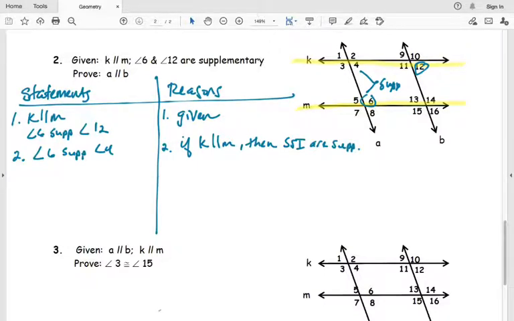I'm just going to abbreviate that. All right, so let's move on to our next step. I know that angle 6 is supplementary to angle 12. I know angle 6 is also supplementary to angle 4. So that means that the two of them are going to be supplementary to each other. So that's what I'm going to say next. Angle 4 supplements angle 12. And that's using that congruent supplements theorem.